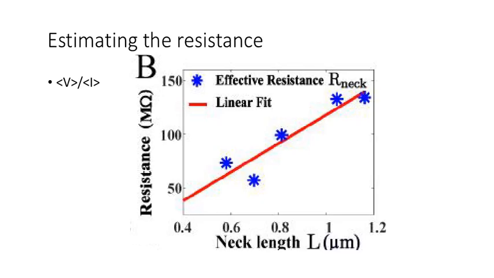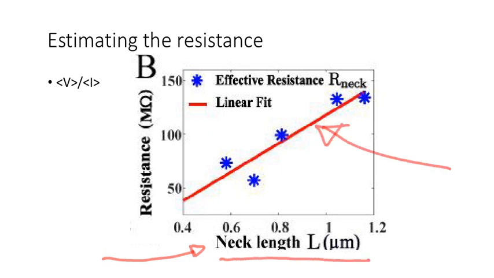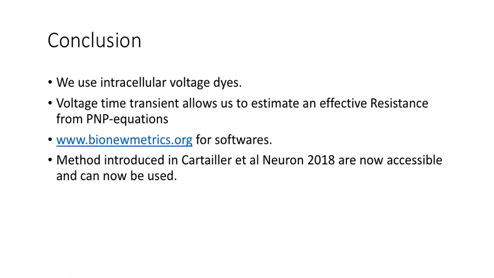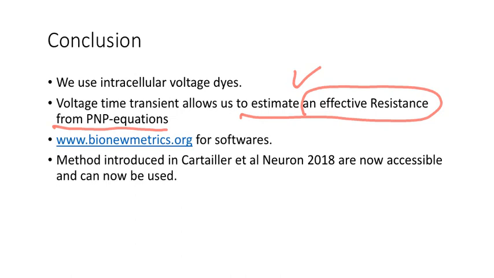And so finally, when we plotted the resistance as a function of the neck length, we found this approximated linear relationship, which is actually well known in the literature. So to conclude, we used here the intracellular voltage dye. We found that the voltage time transient allows us to estimate an effective resistance from the PNP equation, although we think that the resistance is not something that should be used anymore because the transduction from current to voltage is really what is needed.